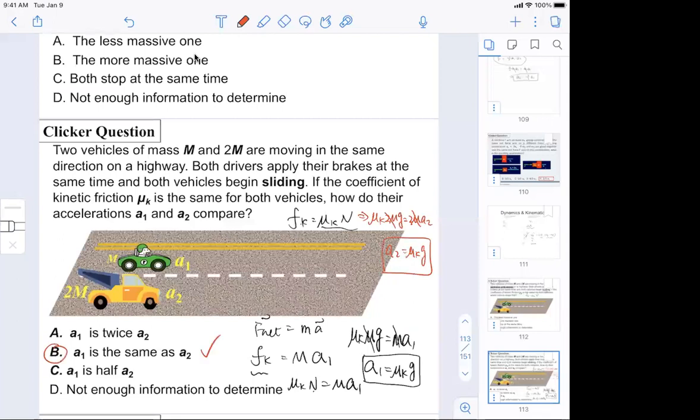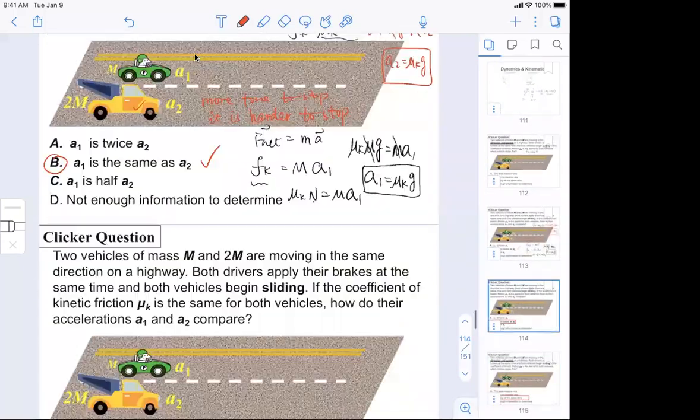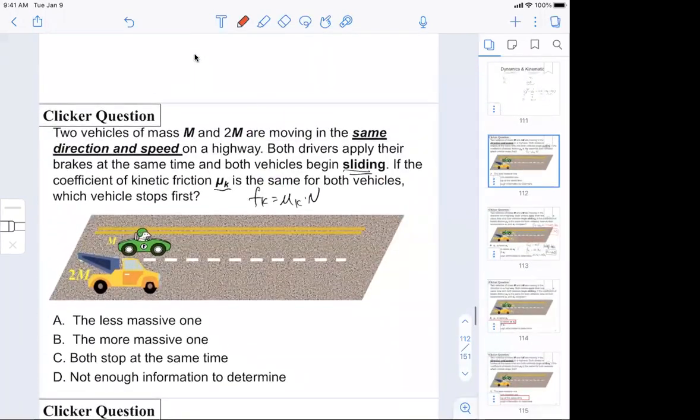To think about this: yes, the heavier car provides more force to stop, but it is also harder to stop because it has bigger mass. So the more force to stop and harder to stop, these two effects cancel out each other and end up with the same acceleration as the lighter car. So if they have the same acceleration, go back to this question: which one will stop first?